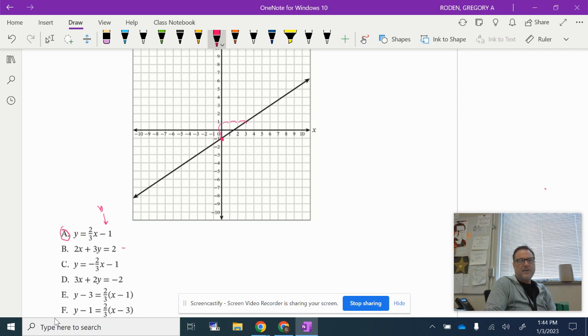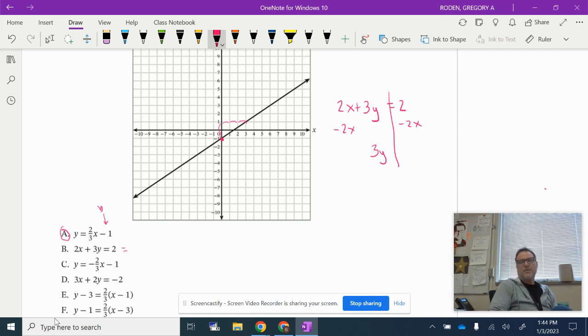Now B, I'm not sure about, so what I'm going to do with B is just put it in slope-intercept form, and if it's the same equation as A, I'll be good to go. If it's not the same equation as A, it will not be good to go. So let me go over here. I'm going to go 2x plus 3y equals 2. So let's see here. I'm going to do a little fairness bar. I'll subtract 2 x's from both sides.